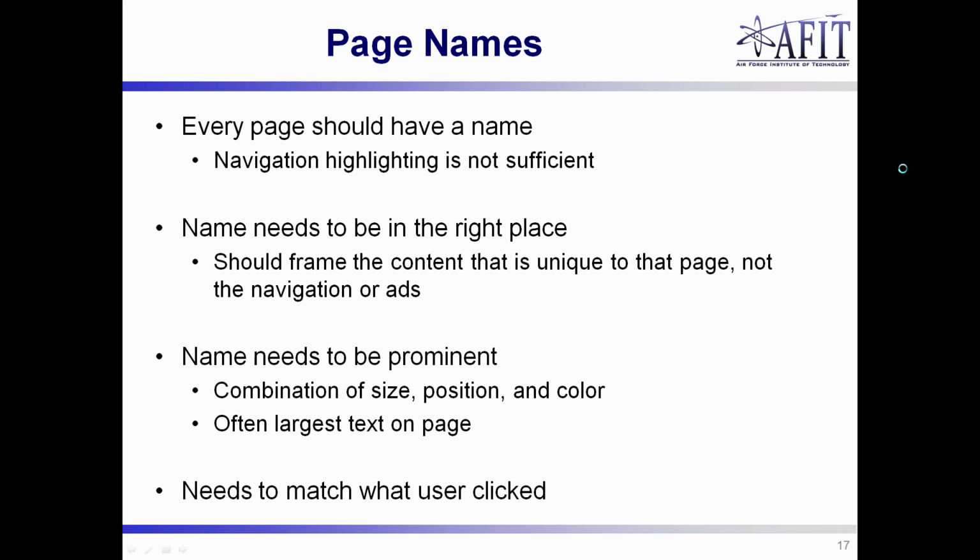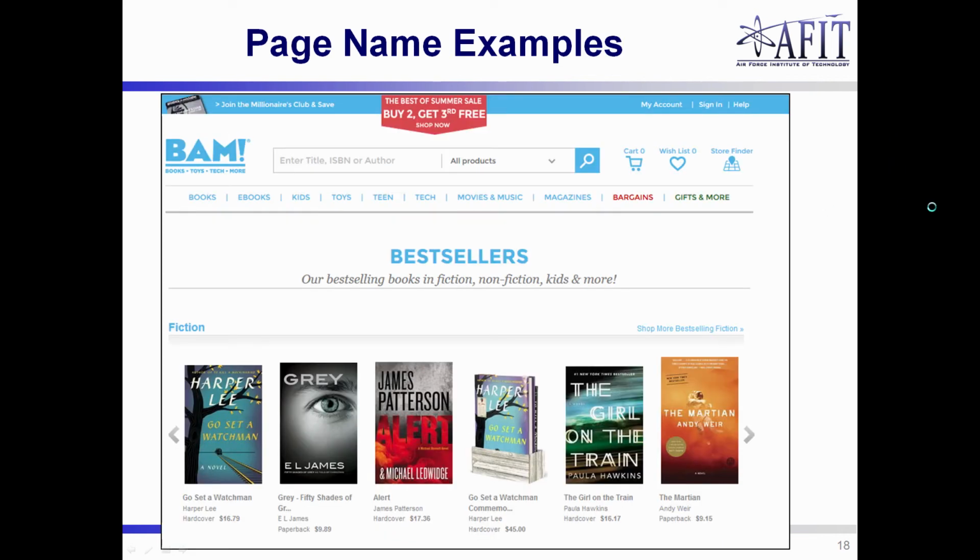So I'm going to give you some examples here. This is the first one. The way I navigated to this particular page is I went to books and then I selected bestsellers. So it does in fact match what I clicked. You can see that it's in the right place in the visual hierarchy. It's at the top of the page. It's the most prominent because it's in all caps and it's a bold color and it's definitely the largest size. So this one's done a pretty good job. It's really framing the content of this entire page.